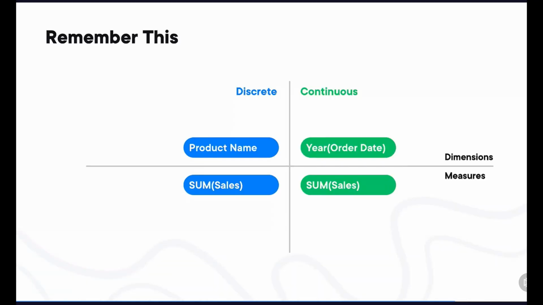As you can see here, product name and year of order date are dimensions, yet product name is discrete and will create headers in a view, while our year of order date is continuous and could be plotted on an axis. And on the flip side, while the sum of sales is obviously a measure, the sum of sales pill could either be discrete and used as a header or continuous and plotted on an axis.